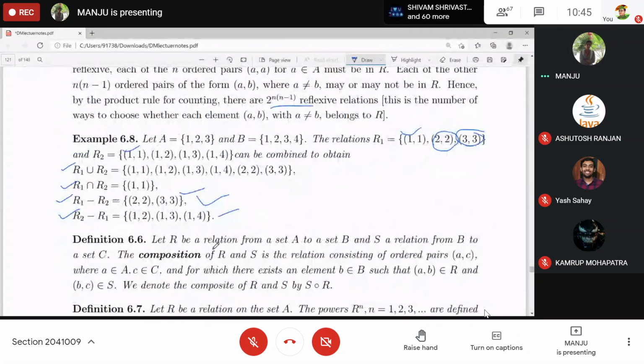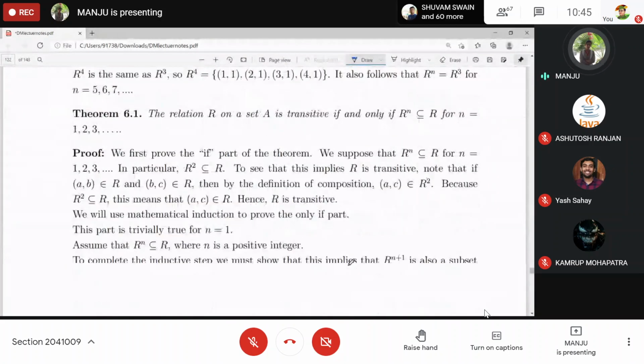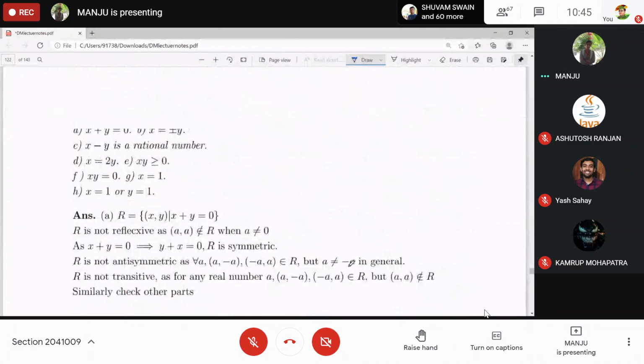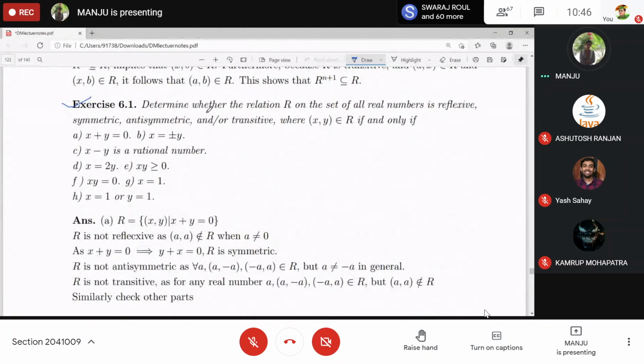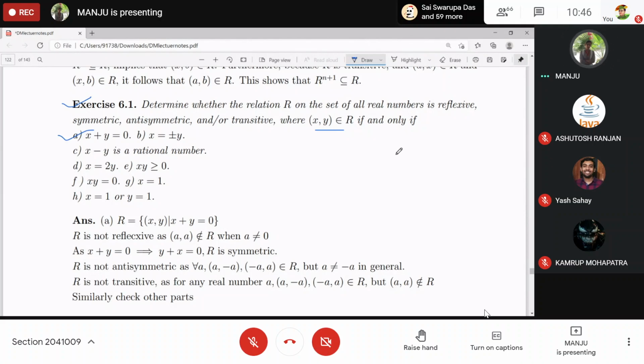Okay. Then we have this composition of relations. Before going to this one, let me come back to the third exercise. Determine whether the relation R on the set of all real numbers is reflexive, symmetric, antisymmetric, or transitive, where x and y are related if and only if x plus y is 0. So the first relation is given, this one. So first tell me, is it reflexive, symmetric, antisymmetric, or transitive?